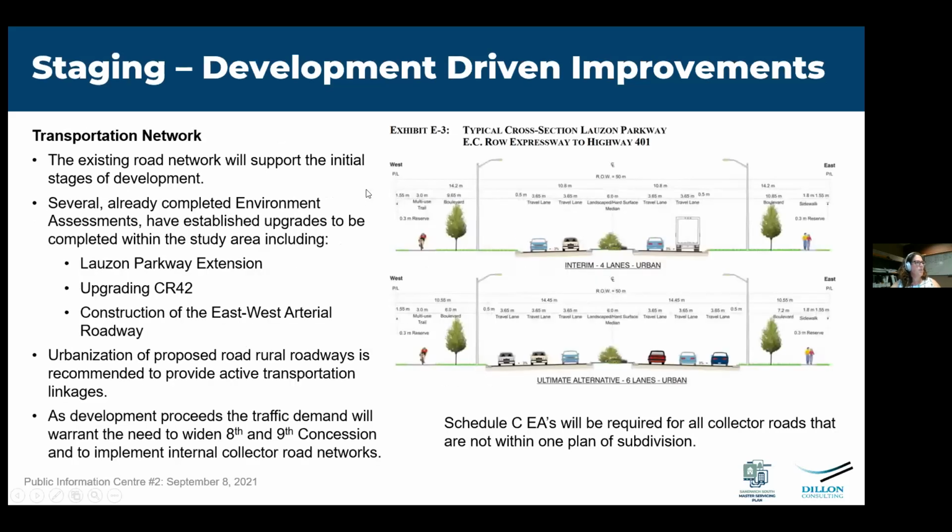From a transportation network perspective, the existing road network will support the initial stages of development. Several already completed EAs have established upgrades completed for the Lausanne Parkway extension, the upgrade of the County Road 42 area, and the construction of the East-West Arterial roadway. Urbanization of the proposed rural roadways is recommended also to provide necessary active transportation linkages. And as development proceeds, the traffic demand will warrant the need to widen 8th and 9th concession, as we discussed, and to implement internal roadways.